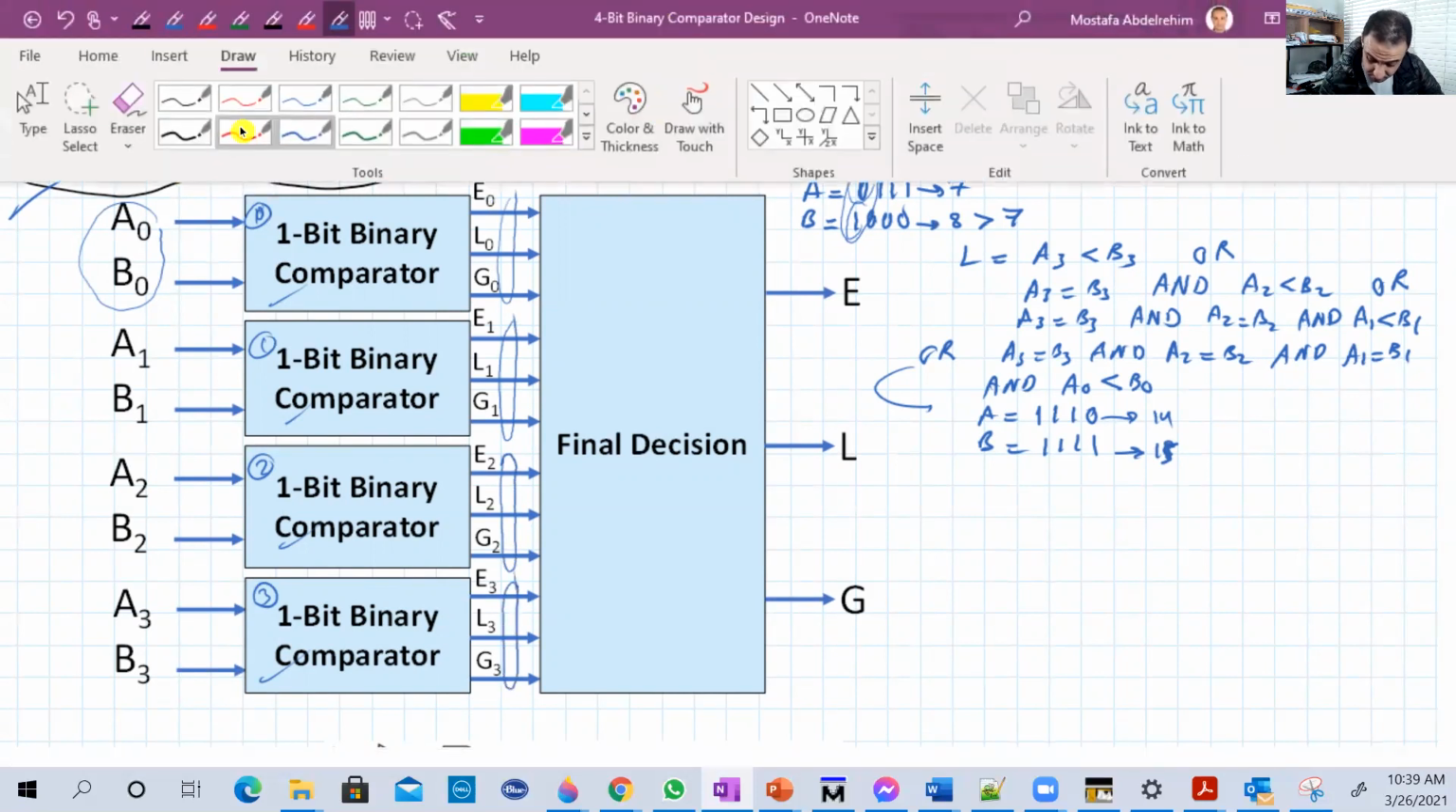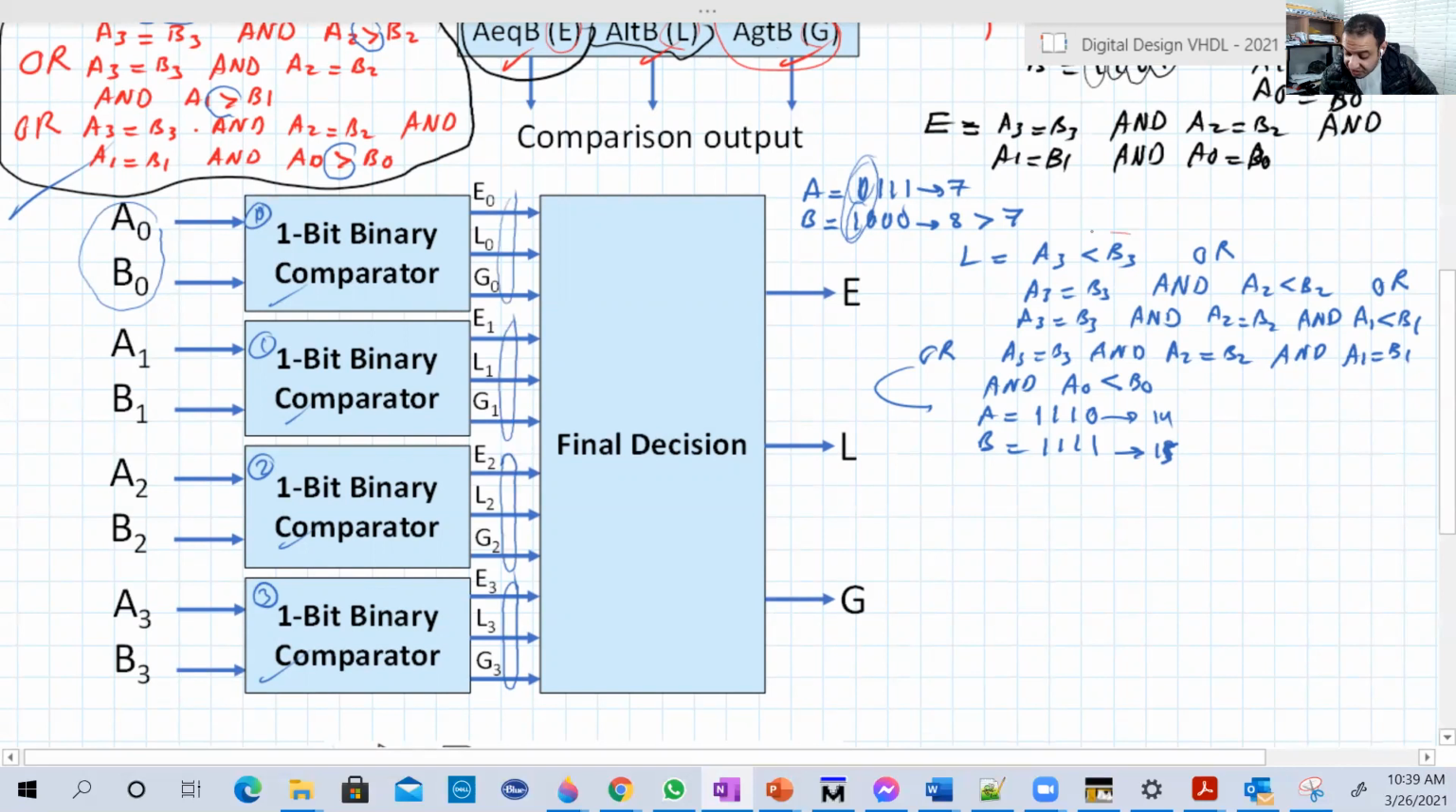So what we really need is something saying A is less than B or A is greater than B, right? And that's basically what we have. So E0 means that A0 equal to B0. L0 means that A0 is less than B0, which is, for example, that condition here. And the G0 means that A0 is greater than B0, which is basically that condition here. Okay, so these are the conditions.